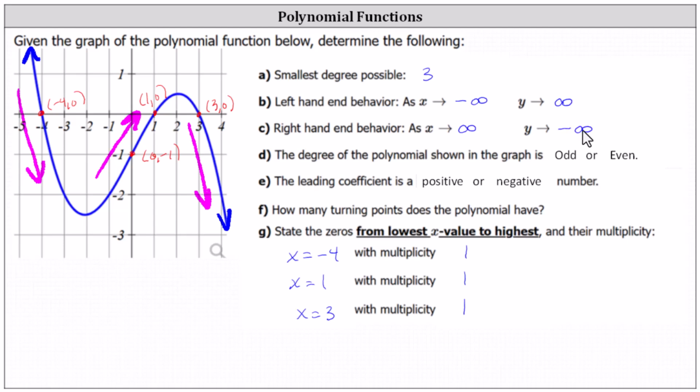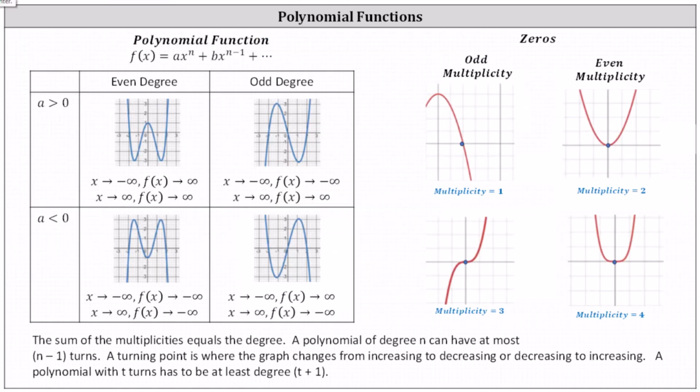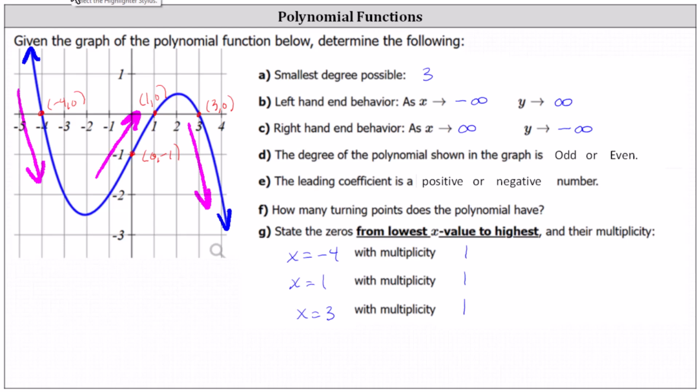Because of the end behavior, we should be able to recognize the degree of the polynomial is going to be odd, and the leading coefficient will be negative. For a quick review, looking at the table on the left, for the left-hand behavior, if f of x approaches positive infinity, and for the right-hand behavior, if f of x approaches negative infinity, then the degree is odd, and the leading coefficient a is negative or less than 0. So again, we now know the degree of the polynomial is odd, and the leading coefficient is negative.